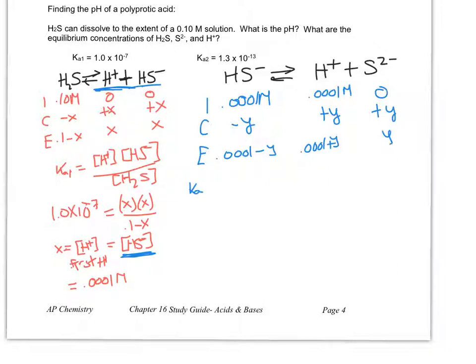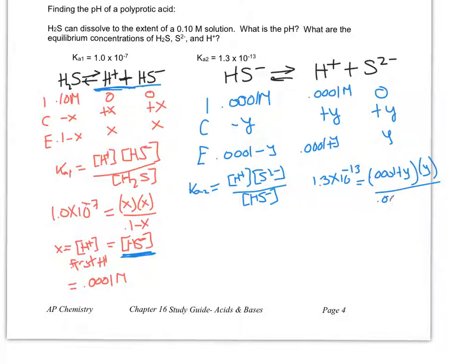So Ka2 is going to be the concentration of the H plus times the concentration of the S2 minus over the concentration of the HS minus. And my Ka2 was 1.3 times 10 to the negative 13. It is equal to 0.0001 plus Y times Y over 0.0001 minus Y.